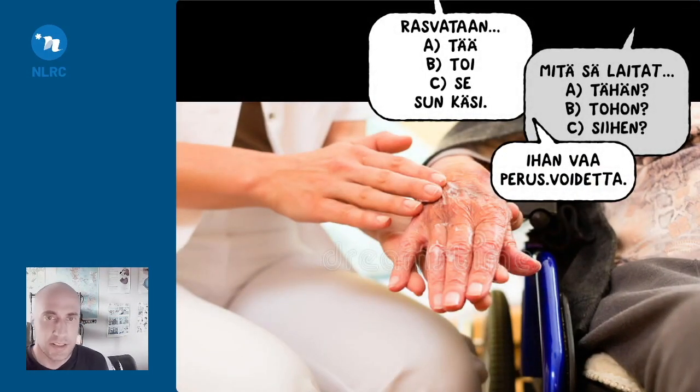Next up, applying some lotion. Rasvataan tää sun käsi. Rasvataan toi sun käsi. Rasvataan se sun käsi. Mitä sä laitat tähän? Mitä sä laitat tohon? Mitä sä laitat siihen? Ihan vaan perusvoidetta. So let's apply some lotion to your hand. What are you putting on it? Just basic cream, basic lotion. What are the best options here in terms of demonstrative pronouns?